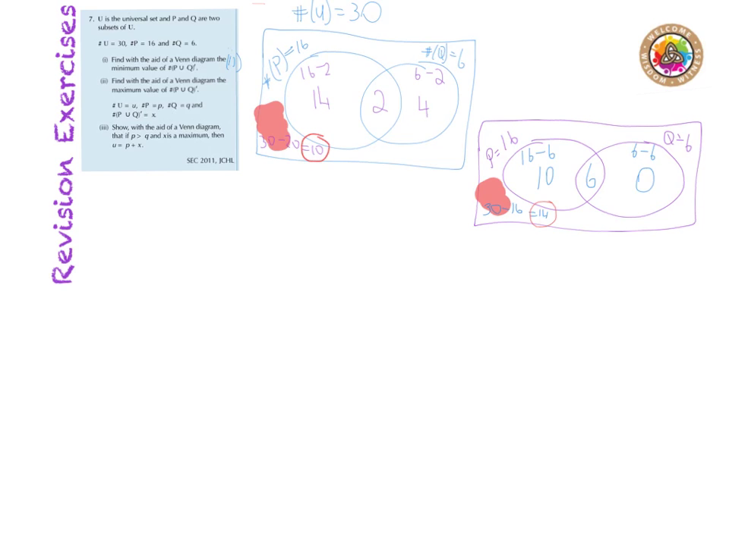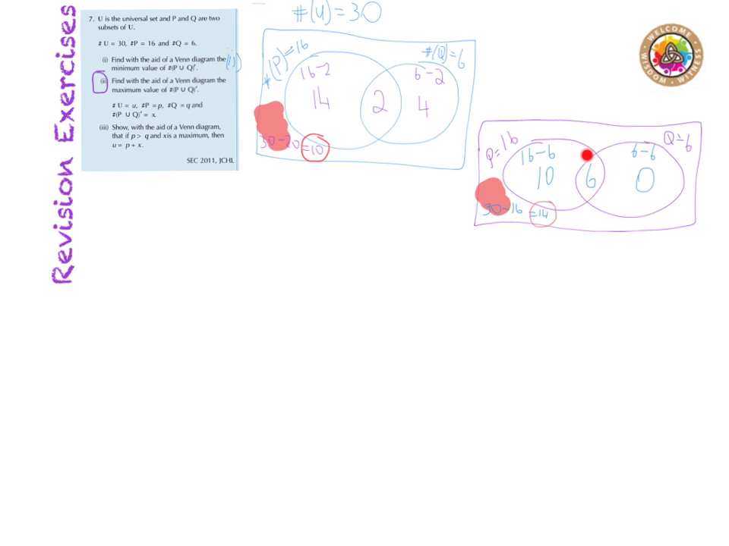Okay, and so this time in part 2, we are asked to find with the aid of a Venn diagram the maximum value, the biggest value that we can have here in outer space, the biggest number of elements in (P union Q) complement. And so I return again to the diagrams that I looked at from the last question, from part 1. And I can see that as the number in P union Q was smaller, the number in outer space was also smaller.